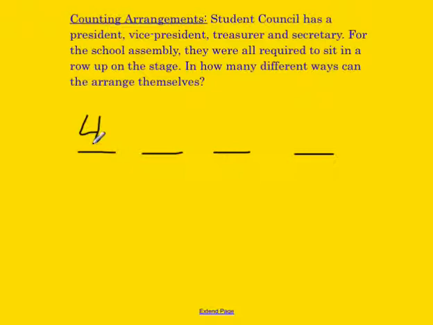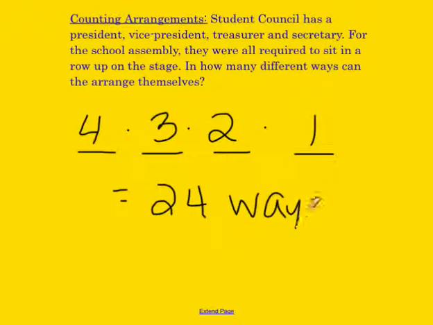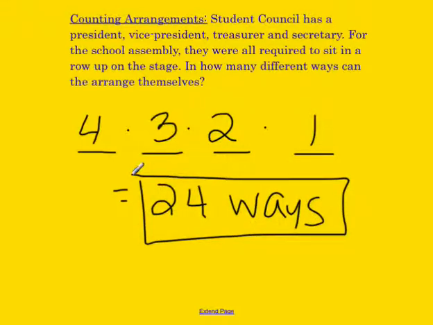Once we pick a person to sit in the first spot, now we only have 3 choices for the second spot, 2 choices for the next spot, and 1 choice for the last spot. So really all we're doing is multiplying 4 times 3 times 2 times 1, and that's going to be equal to 24. So there's 24 different ways we can sit those 4 people up at the front of the stage.